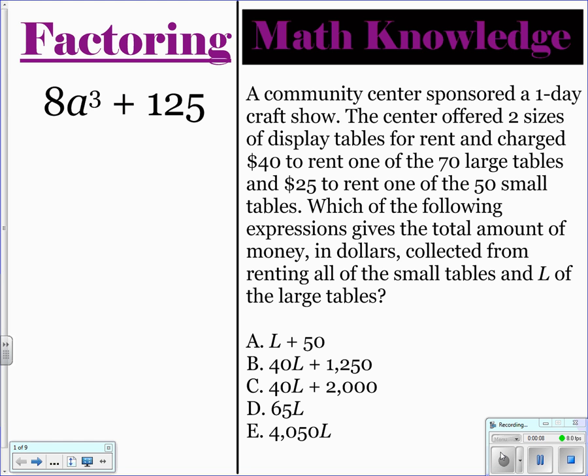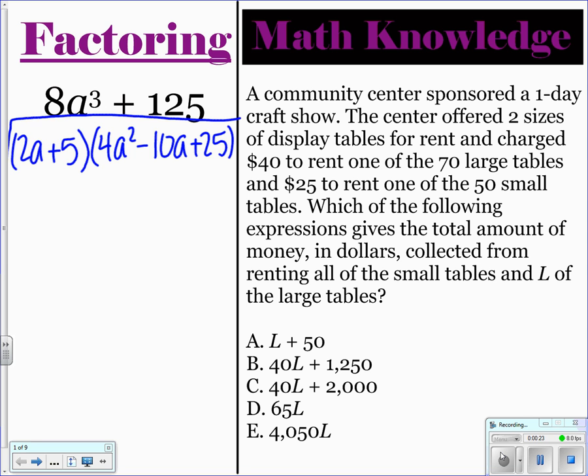So this factoring is basically just a sum of two cubes, so you're going to use your formula. So we're going to have 2a plus 5, and then 4a squared minus 10a plus 25. And so that is your answer for your factoring question.